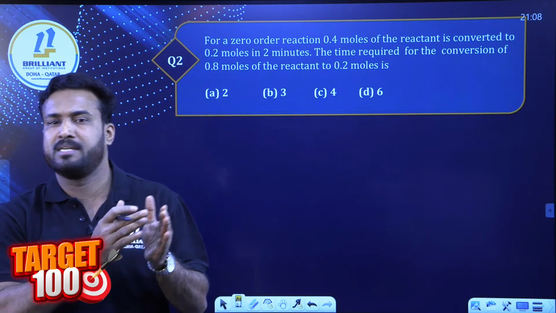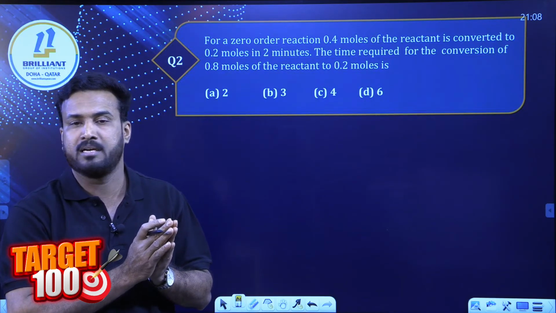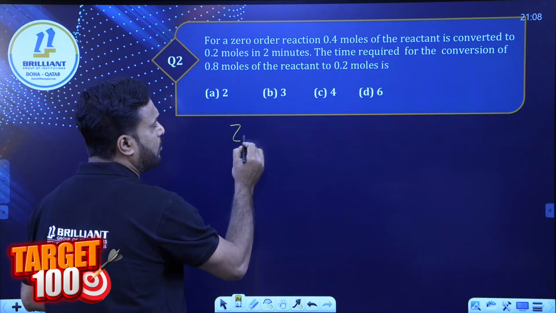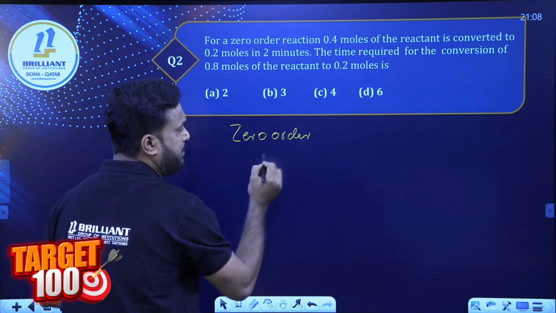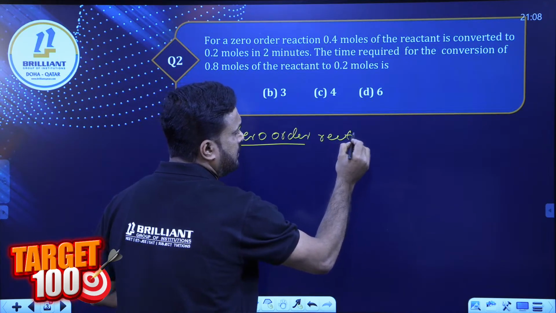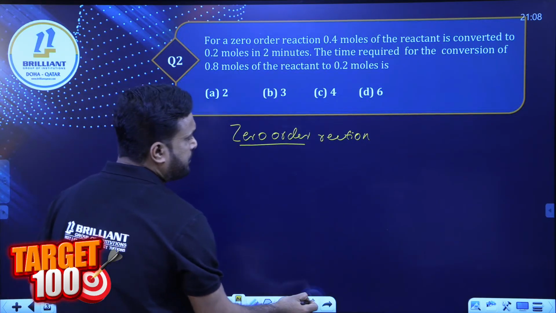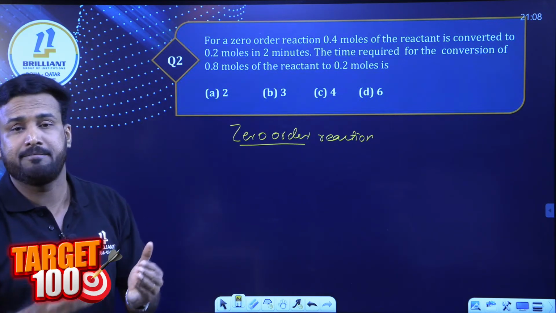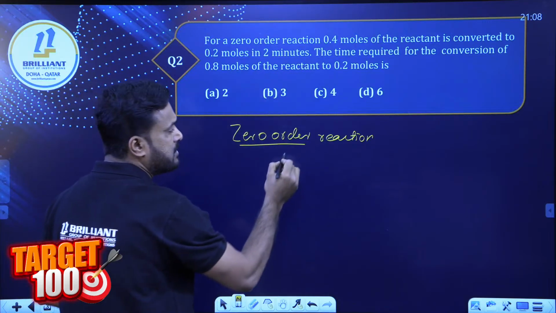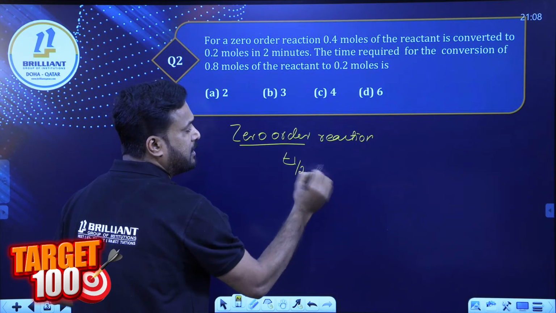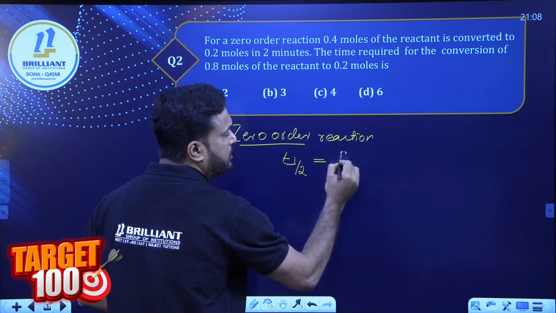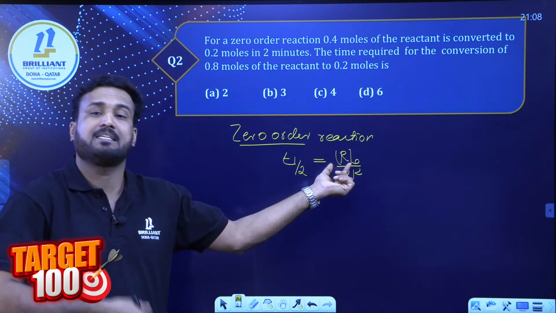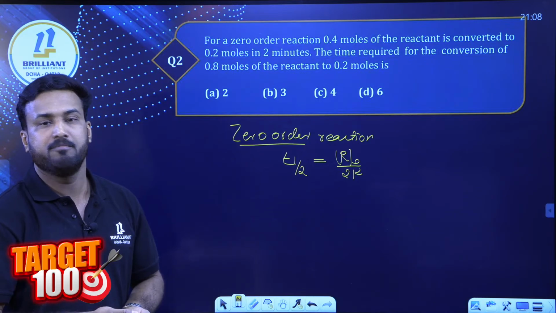Here there is no need to use any equation. I'll give you an easy trick. We can write the answer directly. Here it is a zero order reaction. Few things you have to keep in mind. For a zero order reaction, the half-life, T half, is directly proportional to the initial concentration. T half is equal to R0 divided by 2K. We learned that one. Which means when the initial concentration doubles, T half also will be doubled.